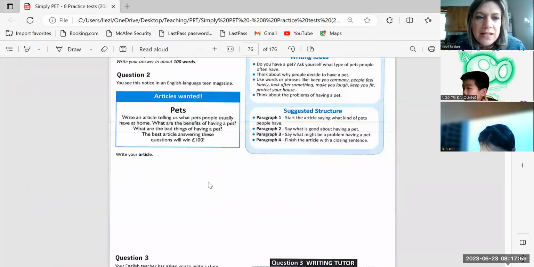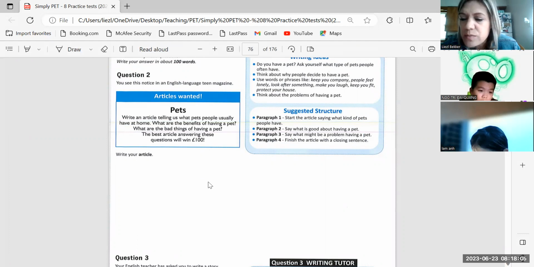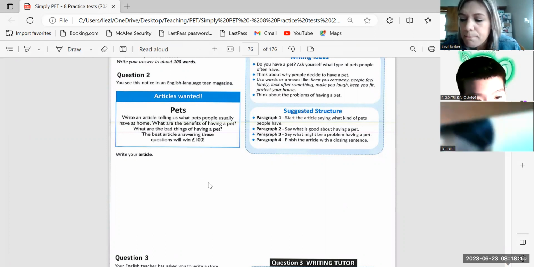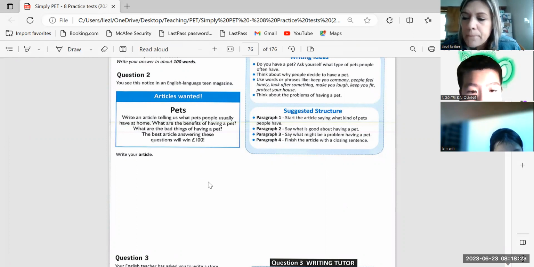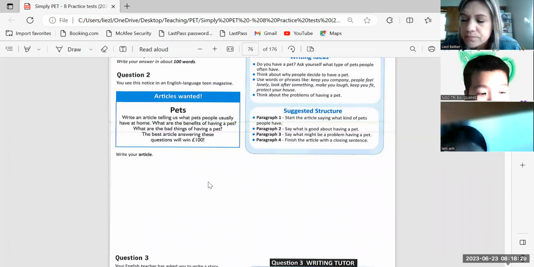Let's try here. Pets. Dai Quang, you can read what the article must be about. We must write an article. Article wanted. Pets. Write an article telling us what pets people usually have at home. What are the benefits of having a pet? What are the bad things of having a pet? The best article answering these questions will win 100 pounds.